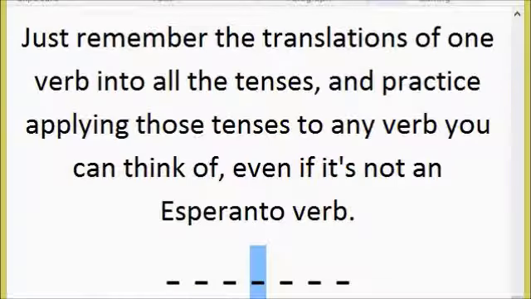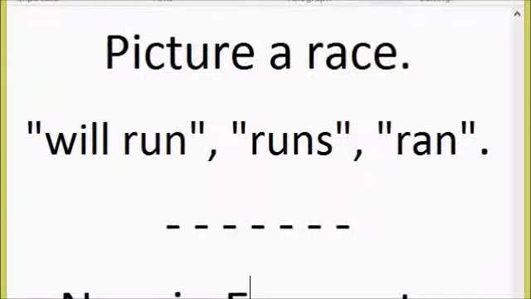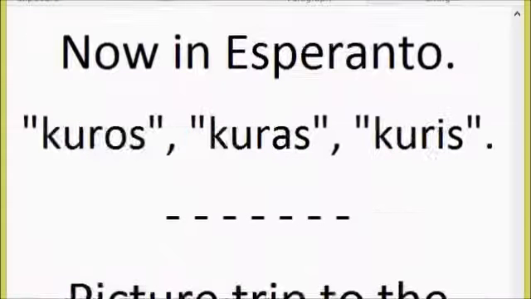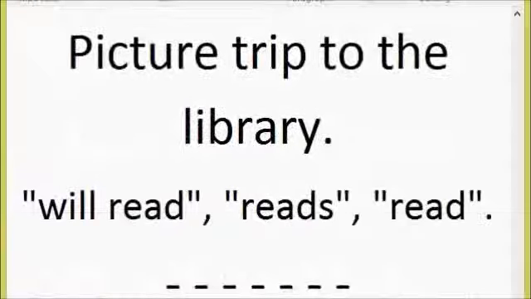Just remember the translations of one verb into all three tenses, and practice applying those tenses to any verb you can think of, even if it's not an Esperanto verb. Picture a race. Will run, runs, ran. Now in Esperanto, corros, corras, corris. Picture a trip to the library. Will read, reads, read.